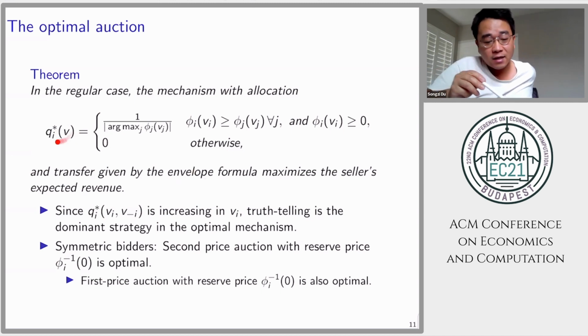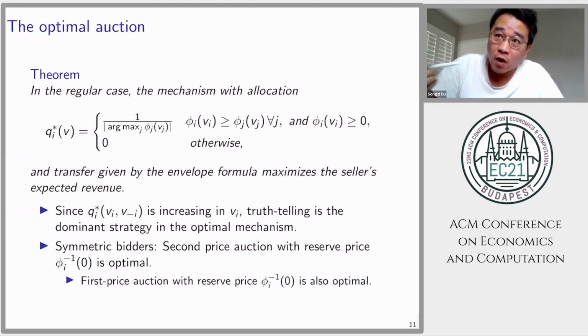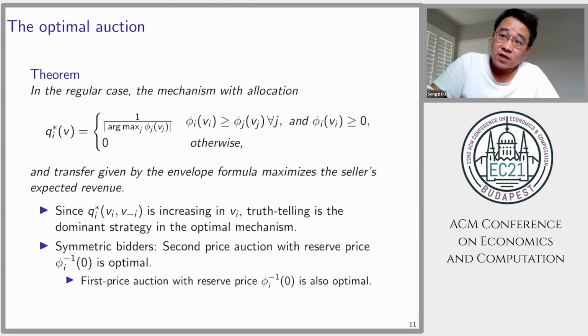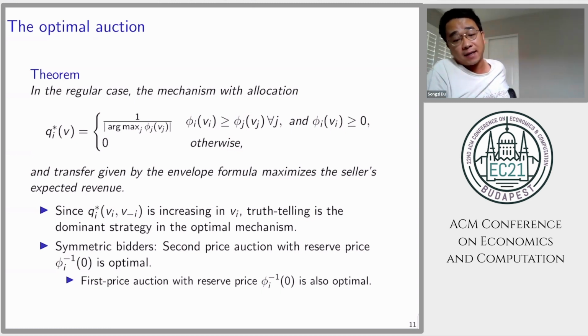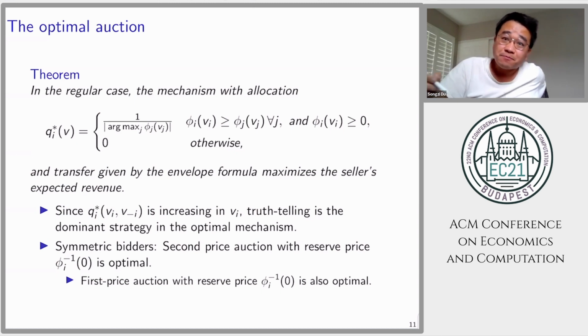Notice that this allocation function is actually increasing ex post, given any realization of others' types. So given the transfer function defined ex post for every profile of others' types, given the transfer defined by the envelope formula, telling the truth in this mechanism is a dominant strategy, because telling the truth is optimal whatever the type reported by the other bidders.